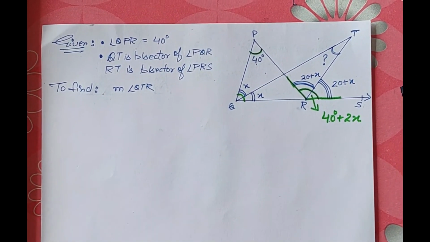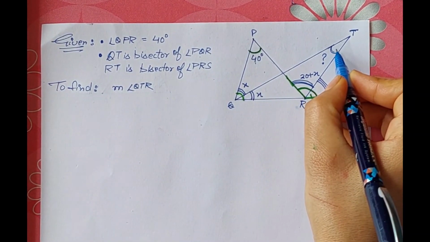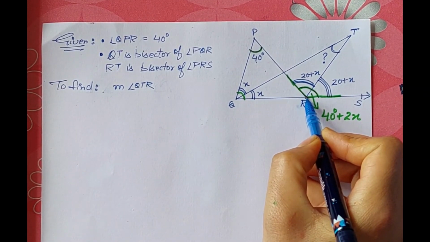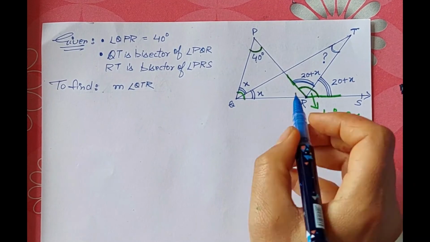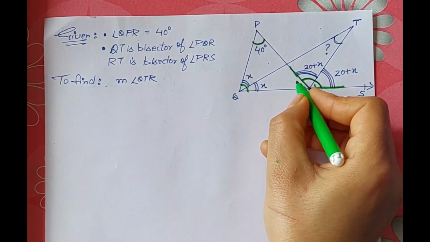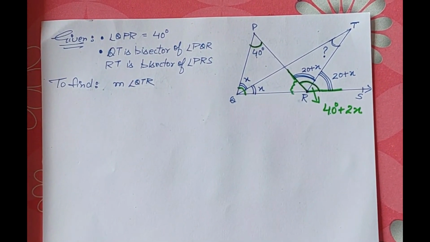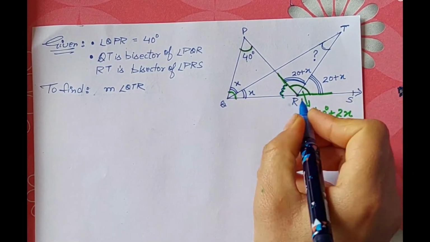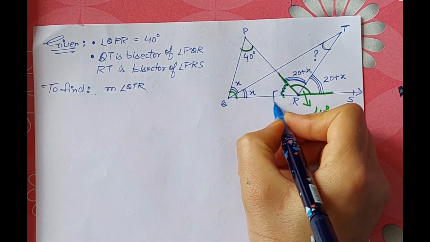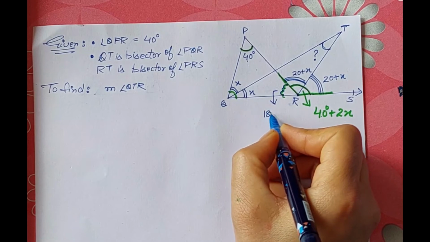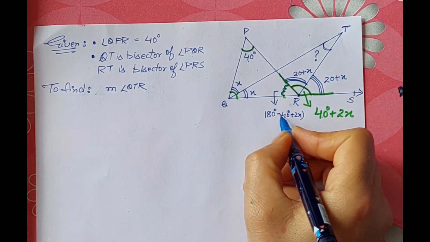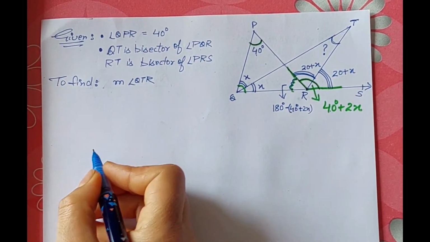Now we have to find out angle T. Angle T is associated with this triangle QTR. So let's use the triangle sum property here, but for that we need this angle here. This one is also needed, and this one is also needed here. So this angle is actually equal to 180 minus this. So you may say this angle is 180 degrees minus 40 degrees plus 2x. No, let's do it here now.